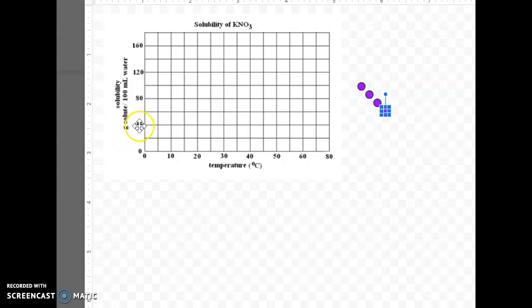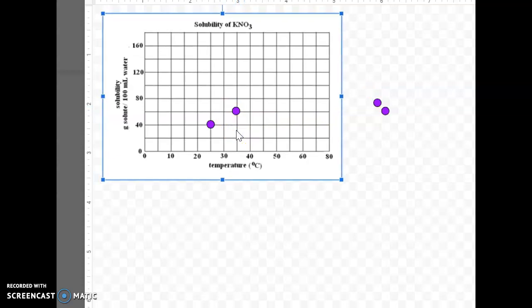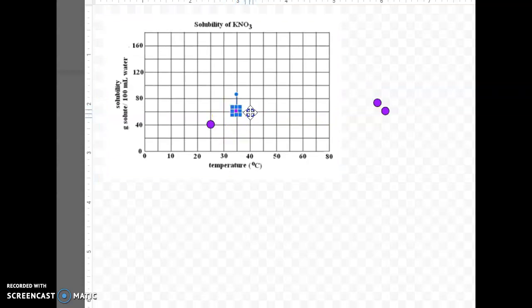So our first one is 40 grams was 25 degrees Celsius. So we're going to go ahead and bring that over. 40 grams, 25 degrees Celsius. Next was 60 grams at 40 degrees Celsius. So we're going to go 60 and go over to 40. All right. 80 was at 50 degrees Celsius. And then 100 was at 61. So we're going to go just past the line there, 61.